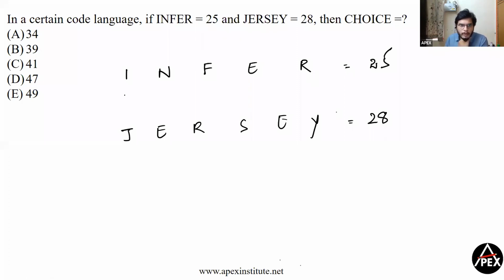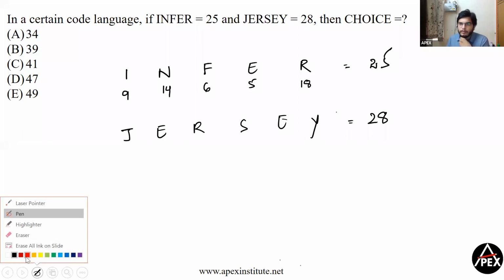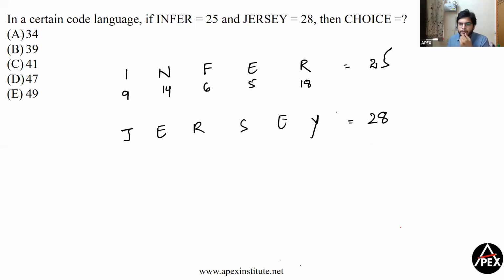So I corresponds to 9, N 14, F 6, O 15, sorry, N 14, F 6, E 5, R 18. So what is the sum of all these numbers? Can someone tell me that? 52.